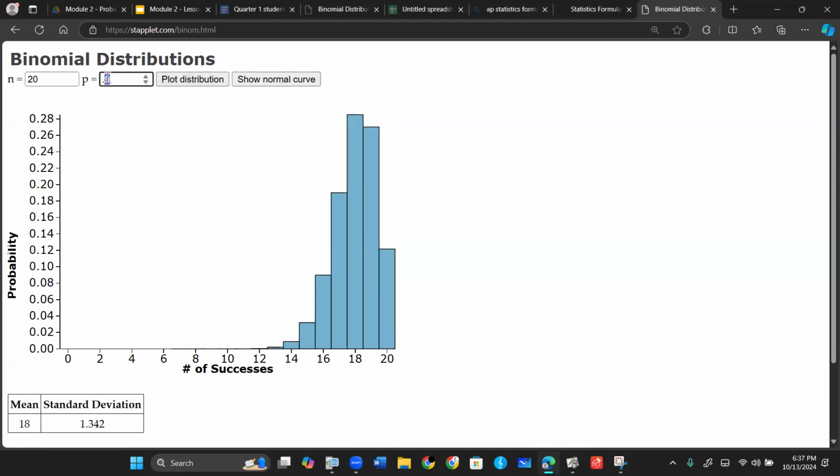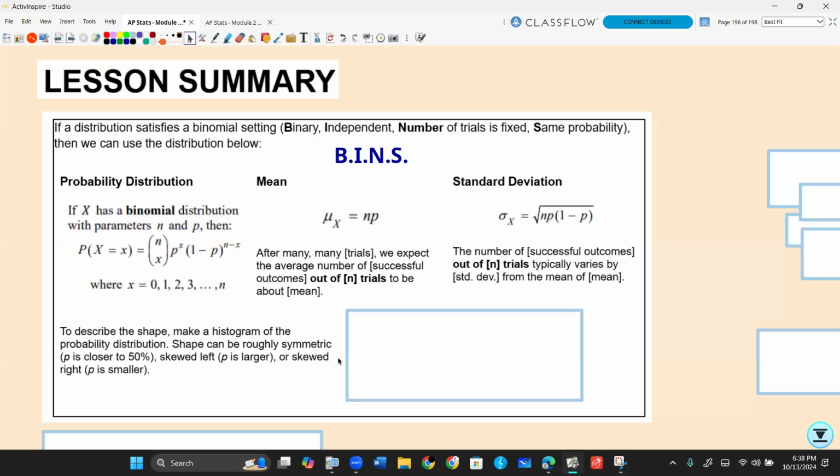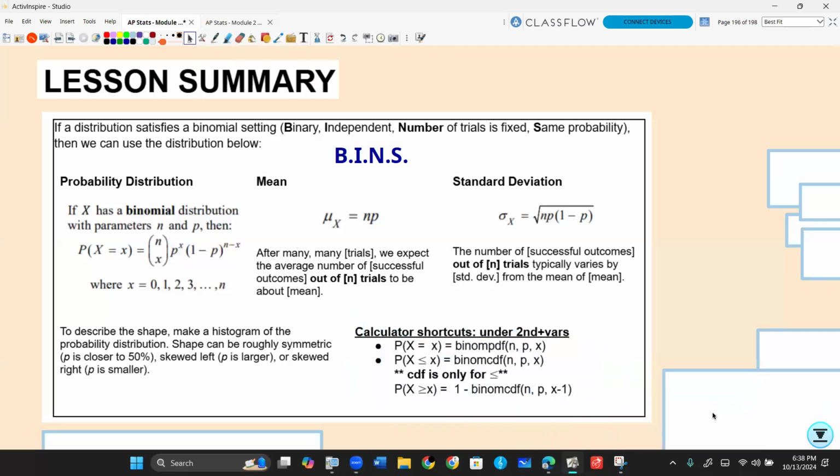Now, if I go to the other side, so if I say 10% instead of 90%, then it's going to be skewed to the right and so on. So the skewness is really dependent on what that probability is and what the number of fixed trials is. Finally, we can calculate using the binomial PDF or CDF. Remember, C stands for cumulative, so only do it if you're doing at or below. And if the question calls for above or more, greater than or equal to, then make sure you're subtracting from 1. That concludes this video. Thank you for watching.